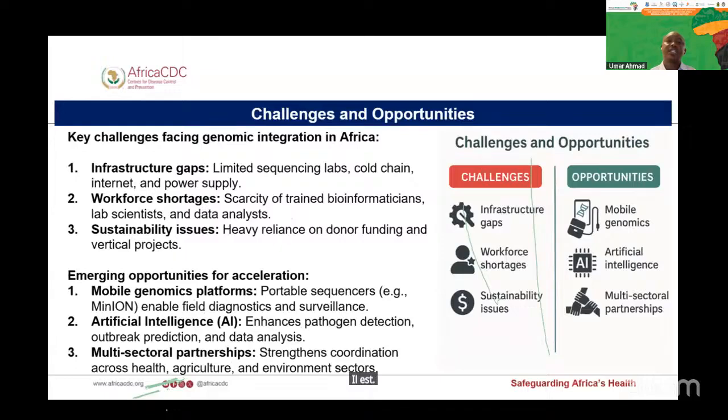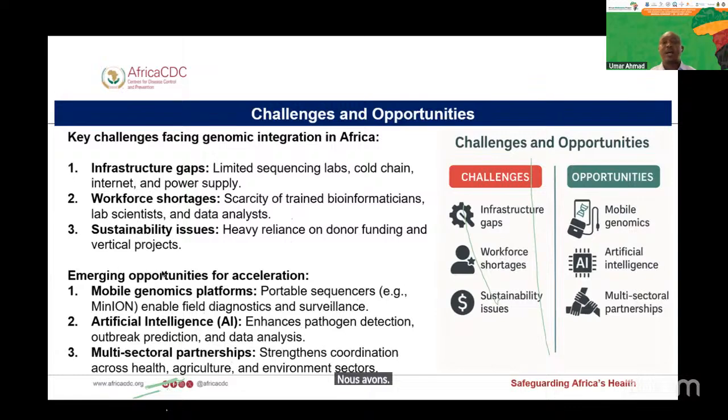collaborations. So the key challenges we have found thus far are, first, infrastructure limitations. There are still limited sequencing labs, and cold chain, supply, internet, as well as power supply are key challenges in the countries. Second, workforce shortages: scarcity of trained bioinformaticians, even though we frequently train bioinformaticians, they frequently leave the countries for other advanced countries. There is also a lack of scientists and data analysts. Third, sustainability issues, because of our heavy reliance on donor funding and vertical projects.